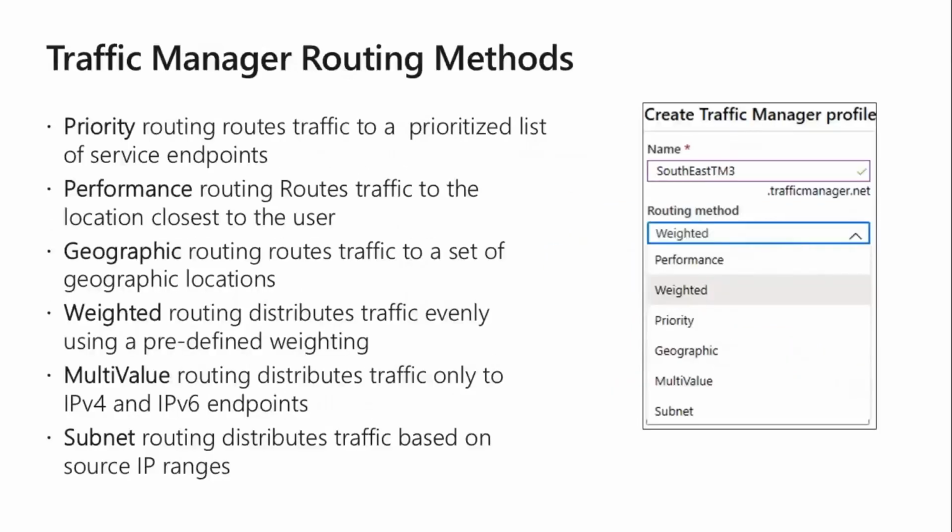Routing methods: we have the weighted routing method. Weighted routing distributes the traffic based on the weight value. The weight value you mention manually. Okay, the lowest value is 1 actually. Geographic means location wise. Performance is checking the latency. Priority means a lower priority value gets higher preference. Okay. Multivalue routing distributes traffic only to IPv4 or IPv6 endpoints. Subnet routing distributes traffic based on the source IP address range. So these are the things that you can mention here.